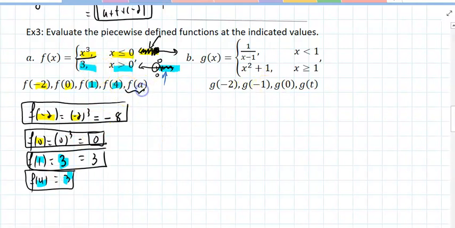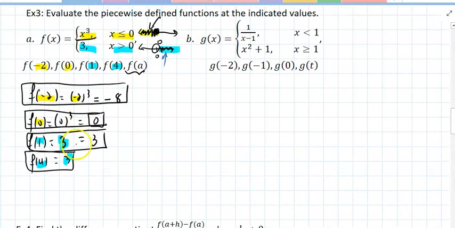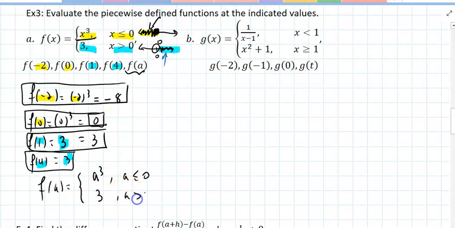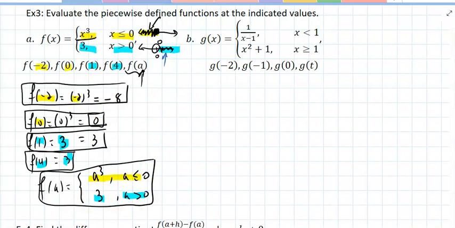F of a would be really tricky. Why is that? Well, that's a bit hard in this case, because I'm going to say f of a equals, what would that be? Well, it would be a cubed if a is negative, or it would be a 3 if a is positive. Do you see the problem? I don't know what a is. A is a variable. If a happened to be less than 0, I would use the yellow. And if a happened to be bigger than 0, I would use the blue. So 2 values.